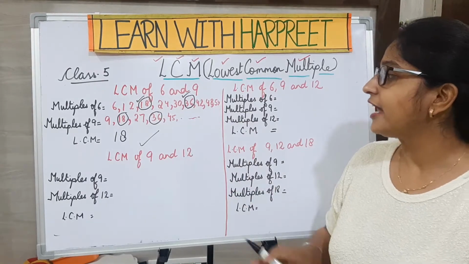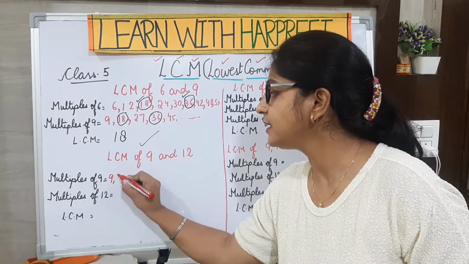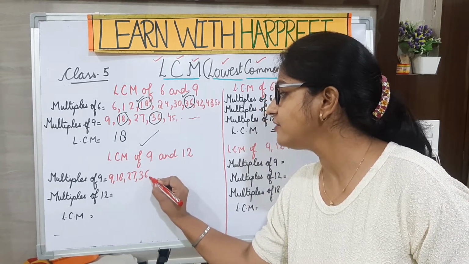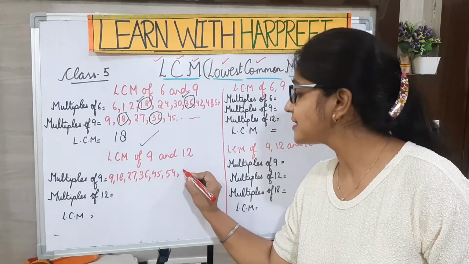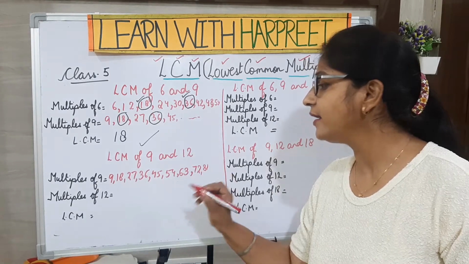Now LCM of 9 and 12. Again I'm going to write the table of 9. 9 1s are 9, 9 2s are 18, 9 3s are 27, 9 4s are 36, 9 5s are 45, 9 6s are 54, 9 7s are 63, 9 8s are 72, 9 9s are 81 and so on.